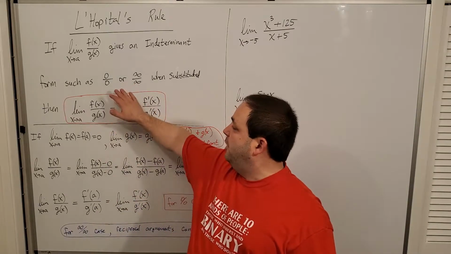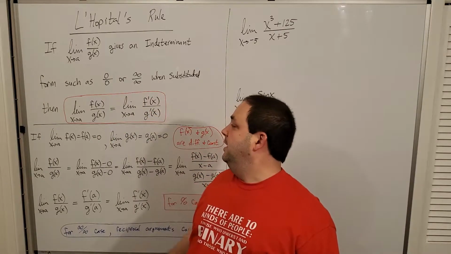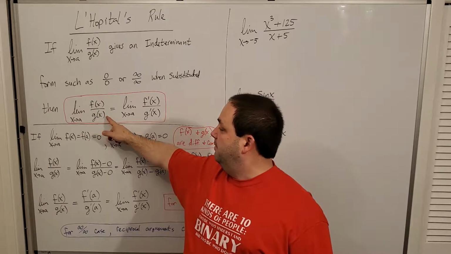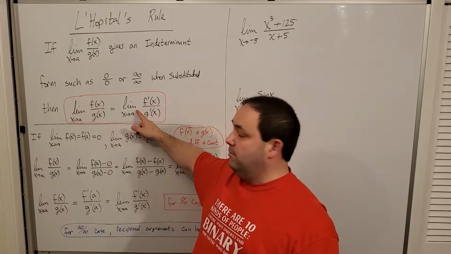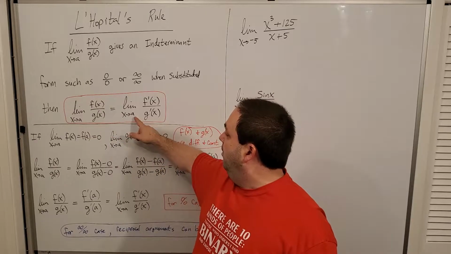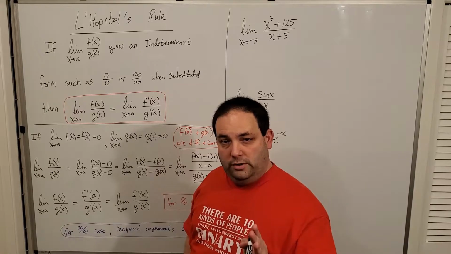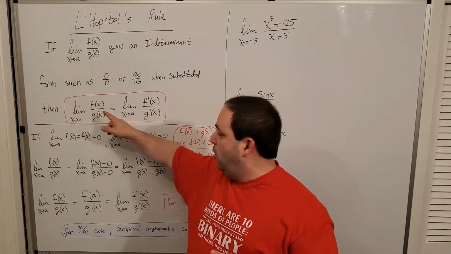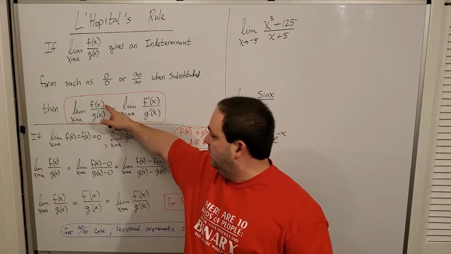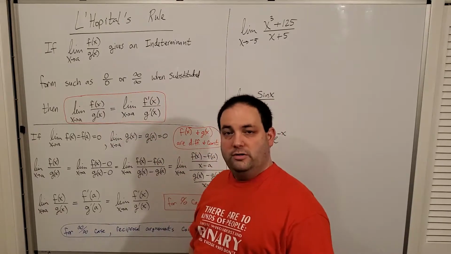Okay, so if it's one of those specifically, then L'Hopital's rule says that the limit that you're trying to do with f of x over g of x is equal to the same limit value, right? Notice the a is the same, but then you do f prime over g prime. Very important. Notice this is not a quotient rule. Do not do the quotient rule. It's literally the derivative of the top, the derivative of the bottom, straight across.